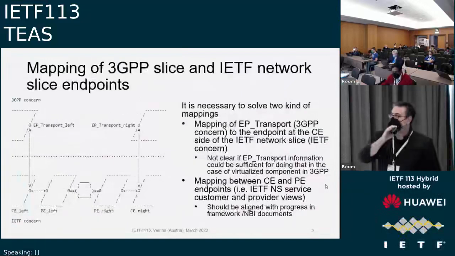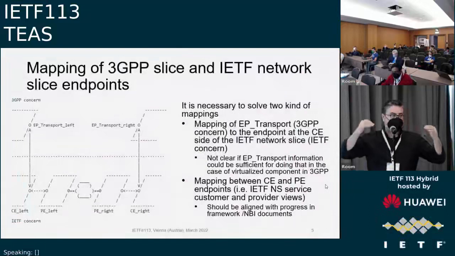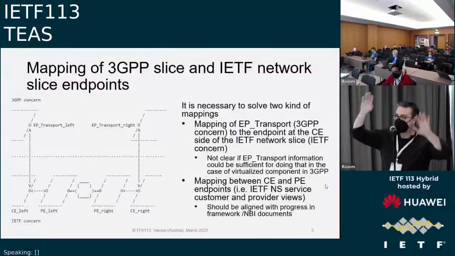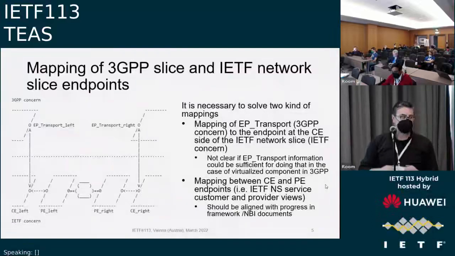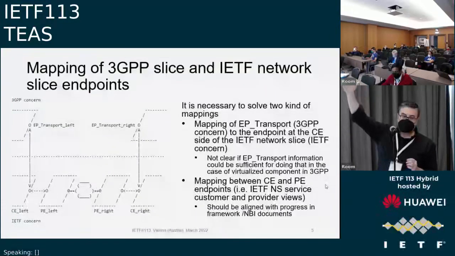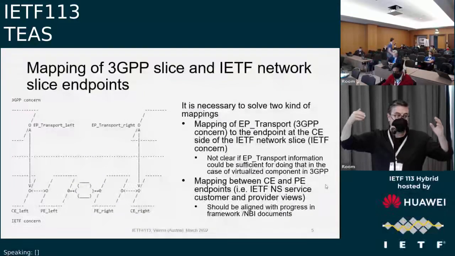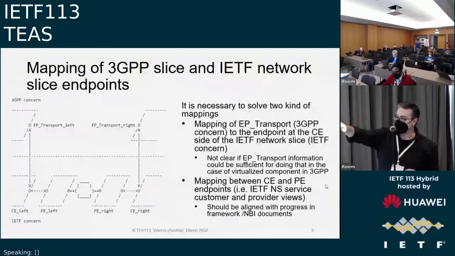So we have that EP transport, and then we have somehow two different concerns. The 3GPP concern, that is what we saw in the figure before with those slices. And then on the bottom part, we have the IETF concern. And we need to perform two kinds of mappings. The mapping from the EP transport and all the 3GPP concern towards the IETF network slice and the CE part, which we believe is the part understood by the 3GPP as a customer, and then the mapping between the CE side and the PE side in the IETF network slice part, okay?